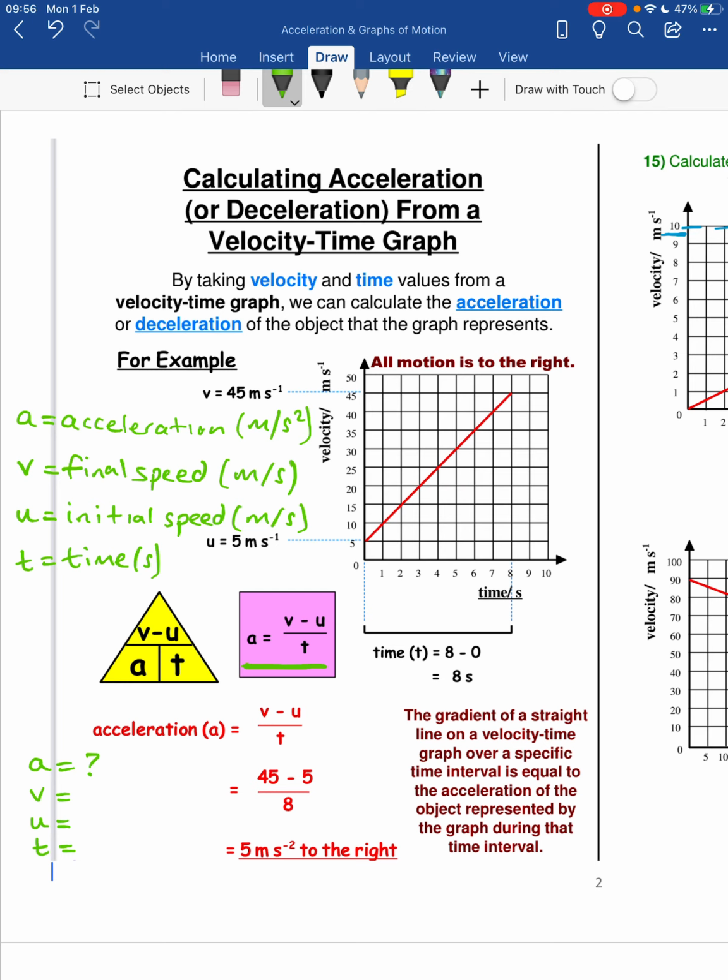What we need to do next is mark on the graph where the line that shows the acceleration starts and then where that line ends. That will help us get the final speed and the initial speed. So you can see that these are marked in for us already. Where the line starts is next to 5 meters per second, so that goes next to U. Where the line ends is opposite 45 meters per second, so that goes in for V.